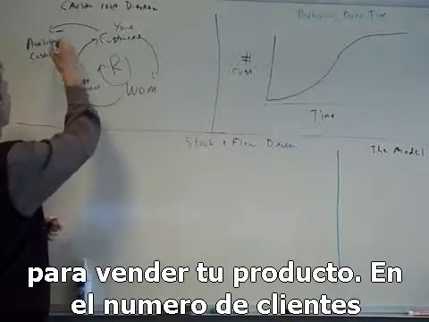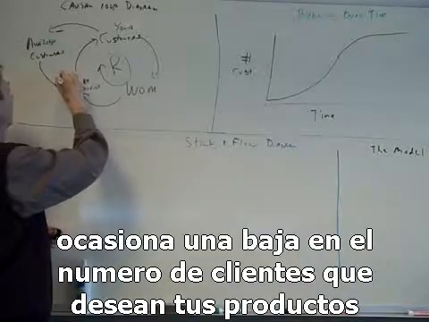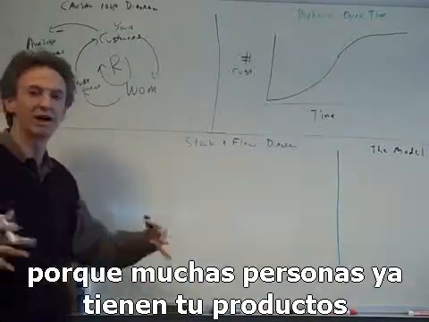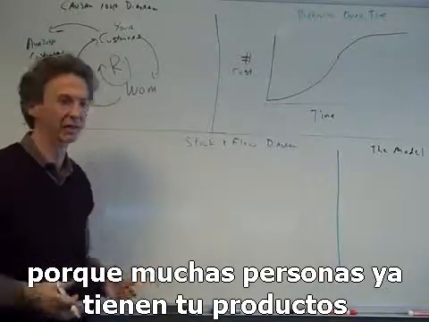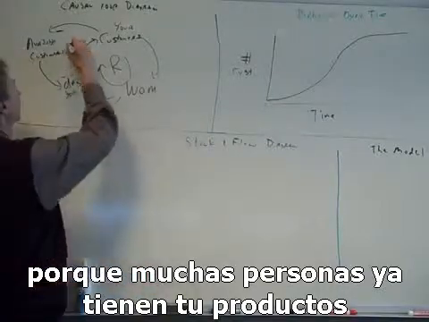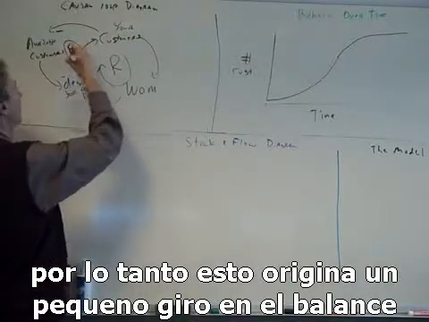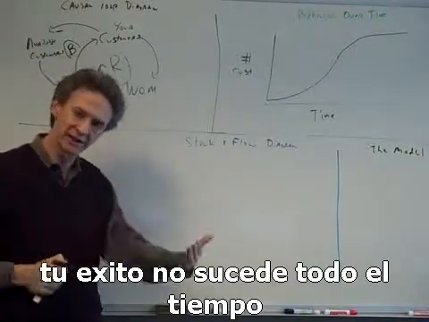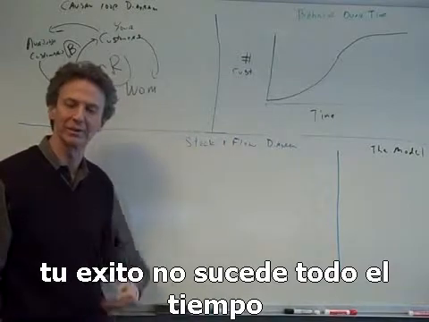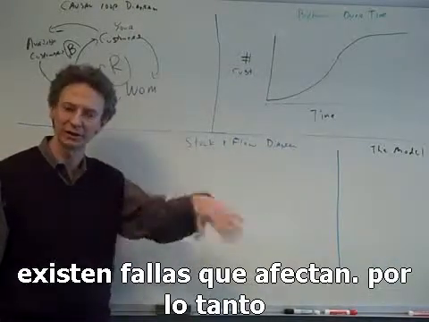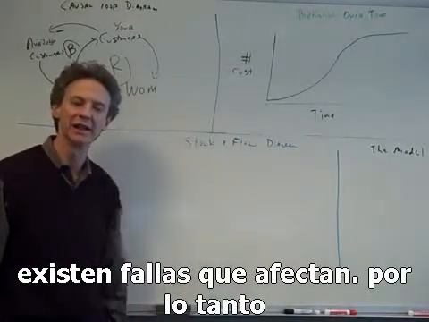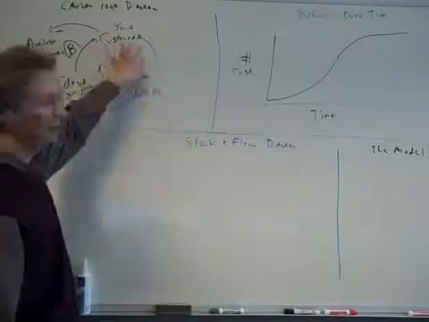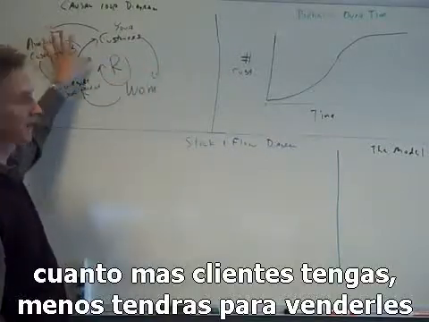And the number of customers driving down the number of people that want your product, because many people already have your product. So this ends up being a little balancing loop. Your success, and this happens in system dynamics all the time, is kind of sowing the seeds of failure, or at least of trouble down the road. So the more customers you get, the less you can sell to.